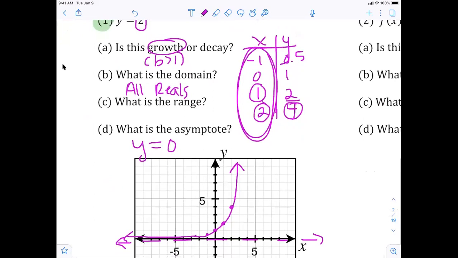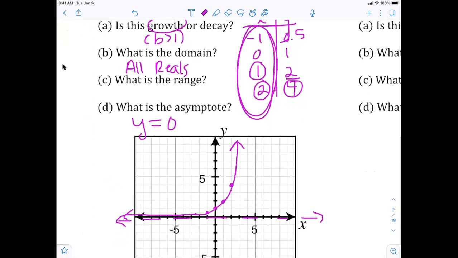Range, on the other hand, you don't get all values out. You only get all values that are greater than 0, because you can never reach 0. So my range is going to be everything greater than 0, and it does not include 0. It's not greater than or equal to, because you literally never will get 0 as an answer.